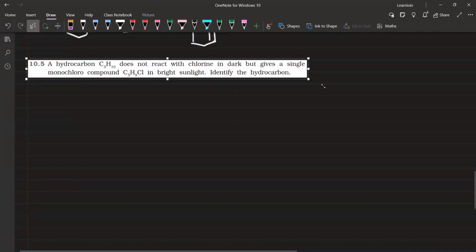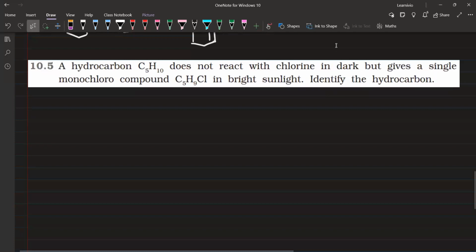देखिए एक सवाल है. A hydrocarbon C5H10 does not react with chlorine in dark, but gives a monochloro compound C5H9Cl in bright sunlight. Identify the hydrocarbon. Okay. So what they are trying to play with is, if you look at this formula C5H10, what do you think? It is alkane, alkene, or alkyne? Alkene. Alkene. So obviously, okay.